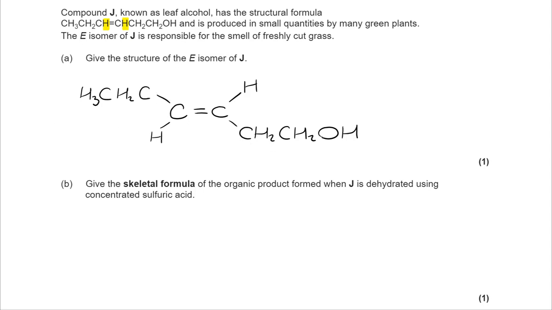Okay, moving on, part B, give the skeletal formula of the organic product formed when J is dehydrated using concentrated sulfuric acid. So we are looking at what would change if we dehydrated it. Well, dehydration is the removal of water. It's the conversion of an alcohol to an alkene. So what we're going to end up with is another double bond on the end of the chain. Once you've realised that, you then have to draw it skeletally. If you do get stuck with skeletal formula, there's no harm in roughly mapping out the structure and then building the skeletal formula that we can see here.